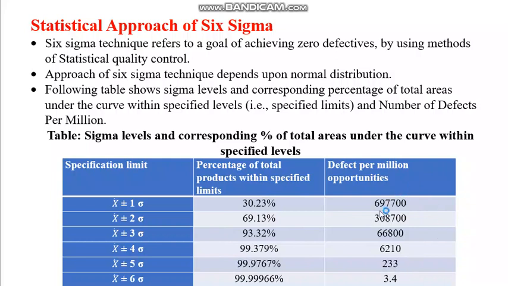And what will be the defectives? Defectives are not given as a percentage. Instead they are given as numbers per million, DPMO, that is defects per million opportunities. For 6 sigma it is only 3.4, for 5 sigma 233, 4 sigma 6,210, 3 sigma 66,800, 2 sigma 308,700, and for 1 sigma 697,700. So many defectives will be there in every 10 lakh products that we produce.